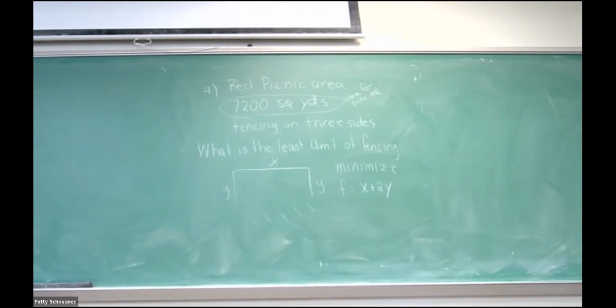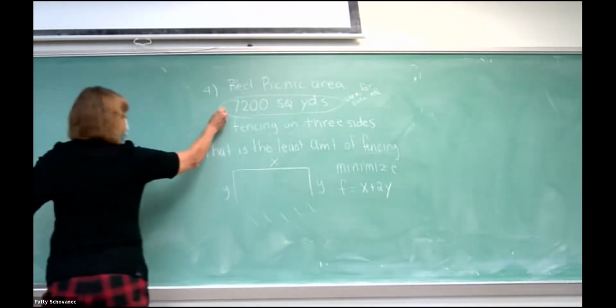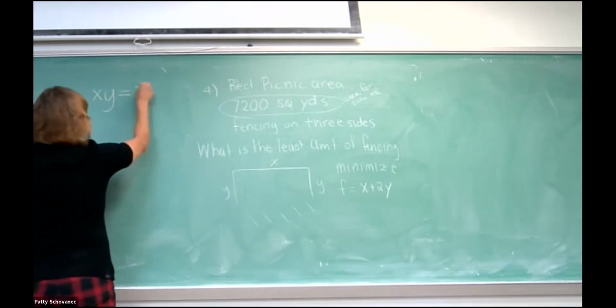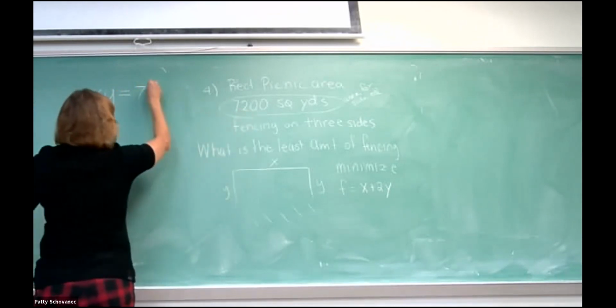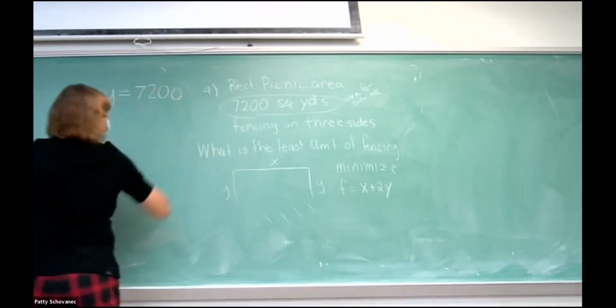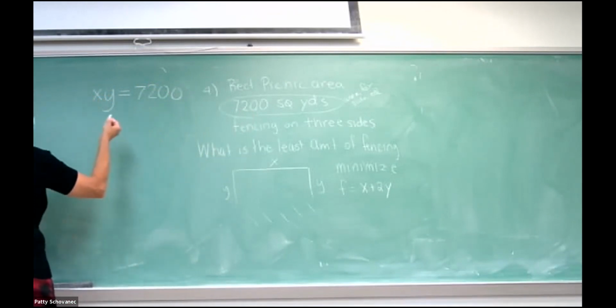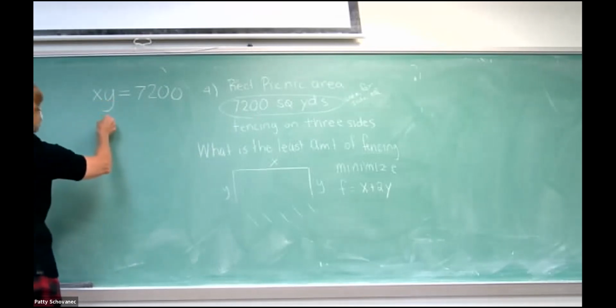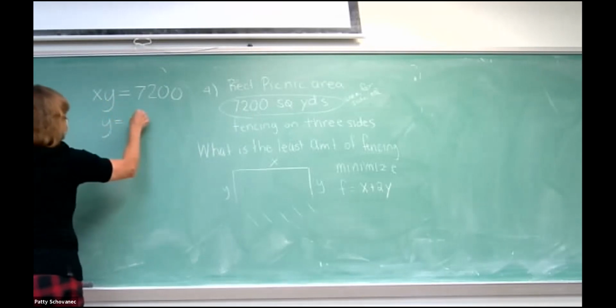So your side equation is the area one, because that's square yards. Again, area doesn't matter whether there's fence there or not. It's just the product of the two dimensions. So which one did you guys do? Did you solve for X or Y? Solve for Y?